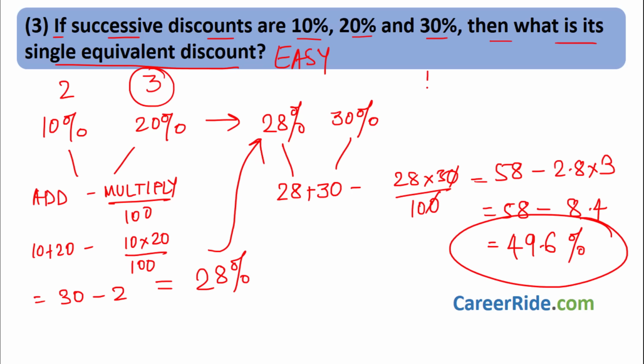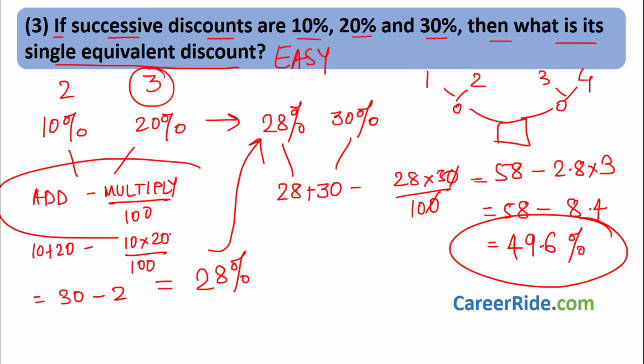If there are 4 discounts, say 1, 2, 3 and 4, what will you do? Find the equivalent of the first two, find the equivalent of the last two, and then find the equivalent of those two answers, and you get the final answer or single equivalent discount. See, it is very easy. Just remember this small formula and you will be able to solve the sums. Moving to question number 4.